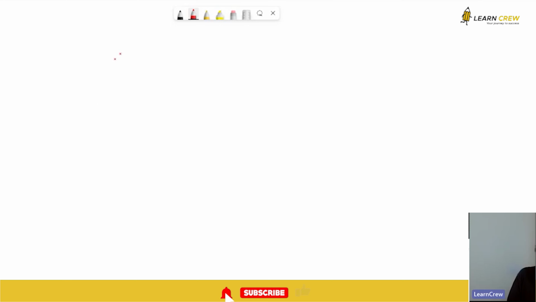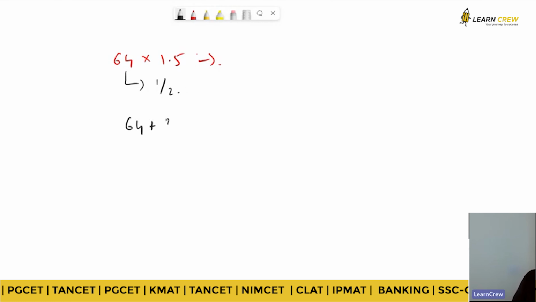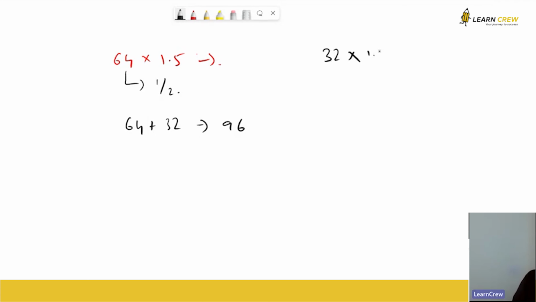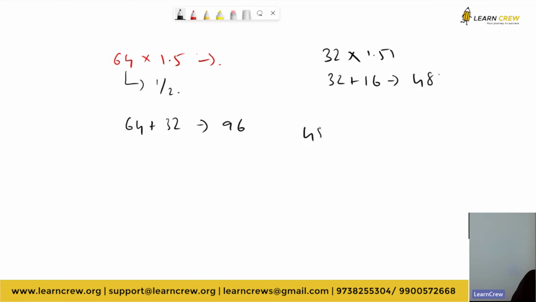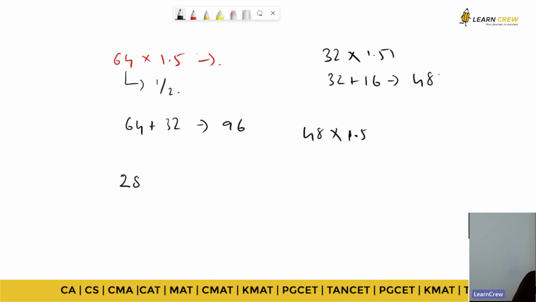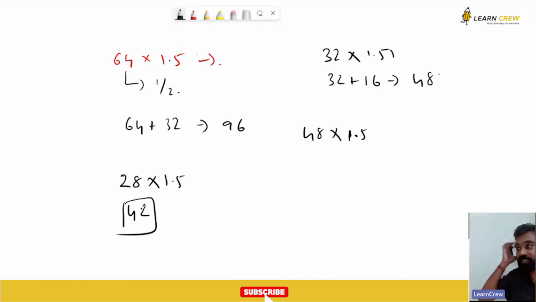Now, if I'm having something like 64 into 1.5, what's the answer? So whenever you get a multiplying factor of 1.5, just half the initial number. 64 plus 32 is the answer. It becomes 96. What is 32 into 1.5? Half of 32 is 16. Becomes 48. What is 48 into 1.5? Half of 48 is 24. 72. 28 into 1.5. 42. Add half to the existing number.